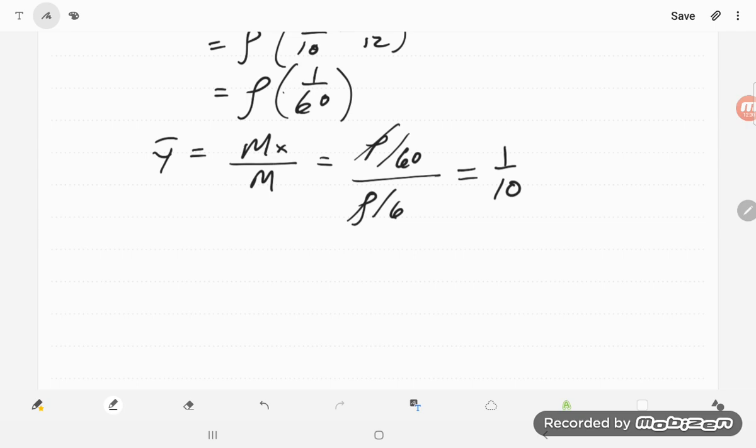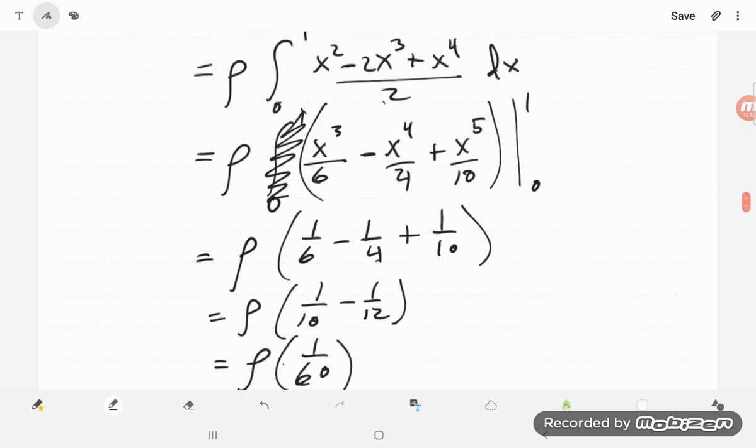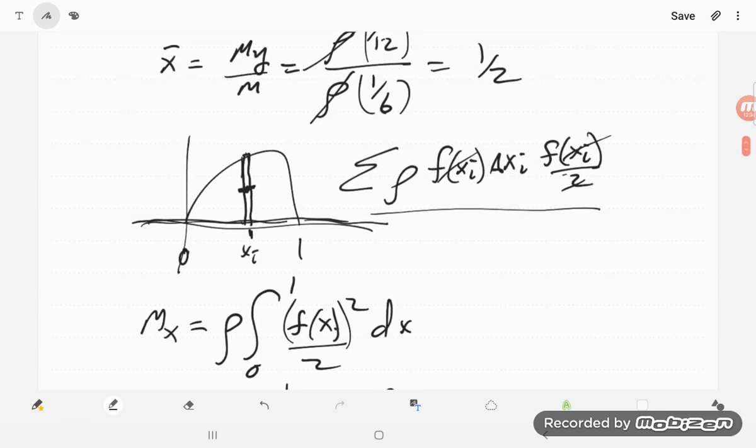Does that sound reasonable? Well, remember what we're working with here: x minus x squared from 0 to 1. It certainly should be bottom heavy. So I would say it should be closer to the x-axis than half the height.